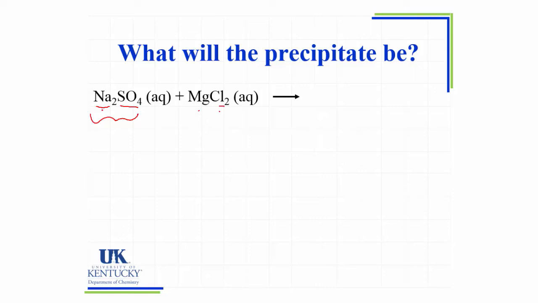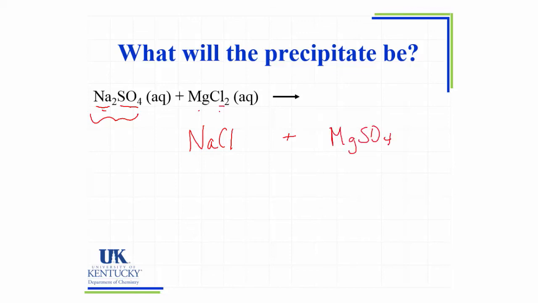I notice that sodium is my cation here in the sodium sulfate and it's paired with sulfate. We see that that's a soluble compound. Our only other option for sodium is to pair it with chlorine, and so we could potentially form NaCl. And we look at our other potential compound. Here we have magnesium and we have sulfate, and so I can write the formula down for that as MgSO4.